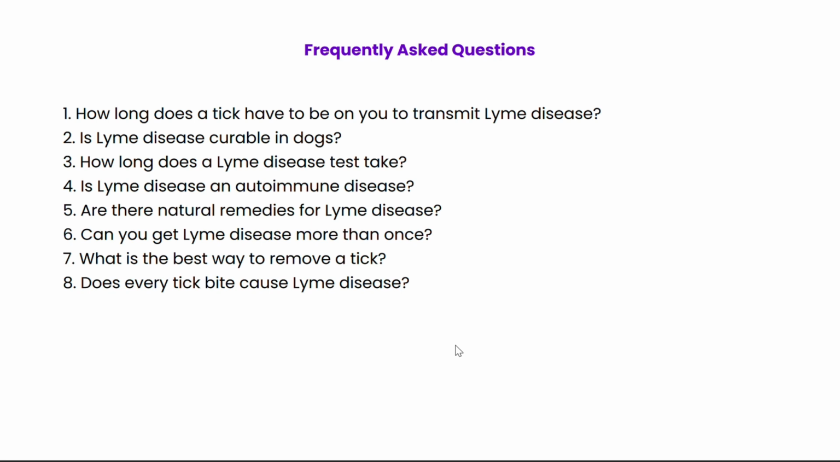Many pet owners ask, is Lyme disease curable in dogs? The answer is yes. Lyme disease in dogs is treatable with antibiotics and most dogs recover well. However, it's essential to seek veterinary care if you suspect your dog may have Lyme disease.